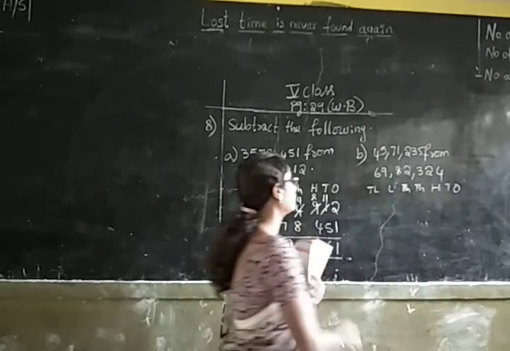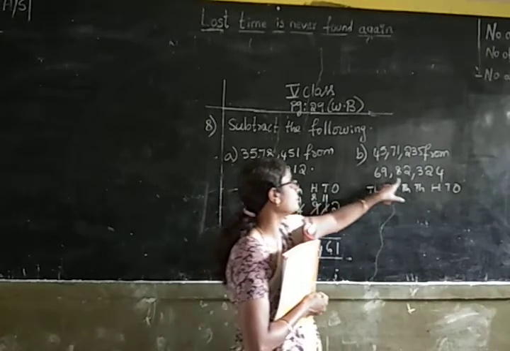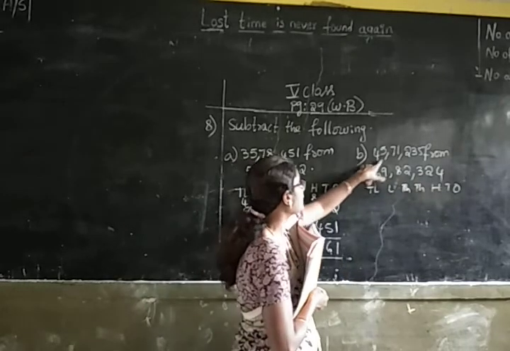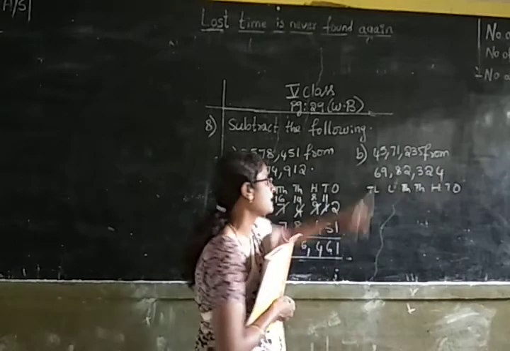Ten lakhs, lakhs, thousands, thousands, hundreds, tens, ones. After writing the places, you have to arrange the numbers in columns. Here, 69,82,324 is bigger than 45,71,235. So first you have to write this number.